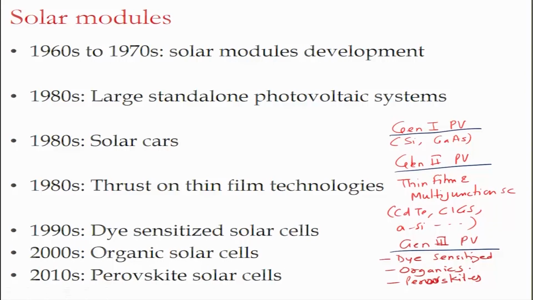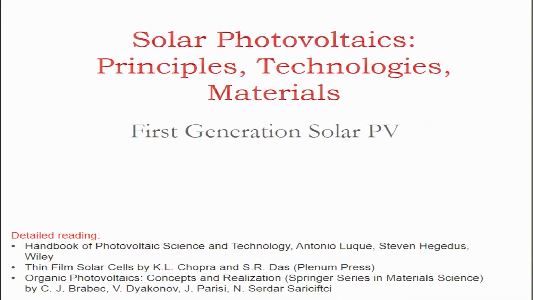So these are the three categories of solar cells into which we can divide the journey of solar photovoltaics. And this is how we will go. We will first look at some aspects of Gen 1 solar cells and material issues, technology issues, design issues. Then we will move on to Gen 2 PV, which is mainly thin film solar cells and multi-junction solar cells. And finally, we will look at the issues and materials related to dye sensitized, perovskite and organic solar cells. So this is the order in which we will go in this course.